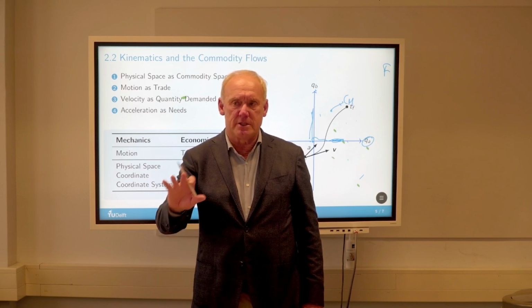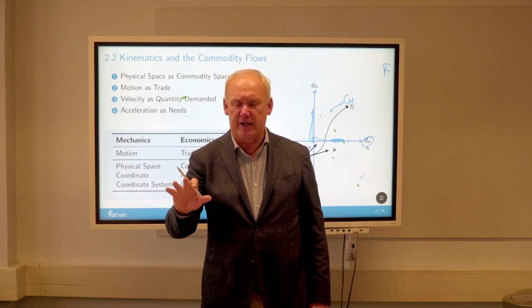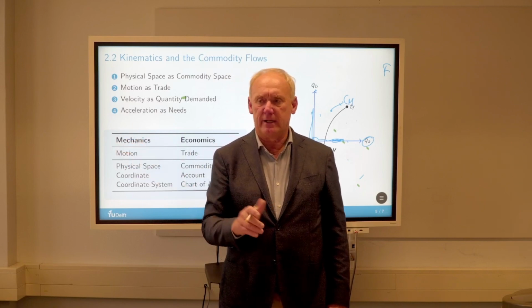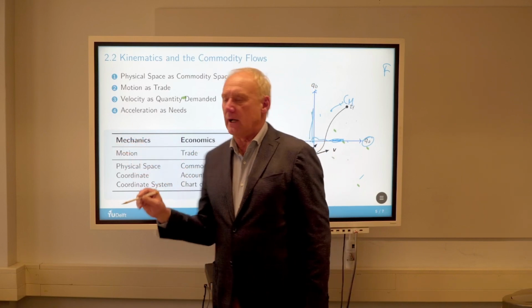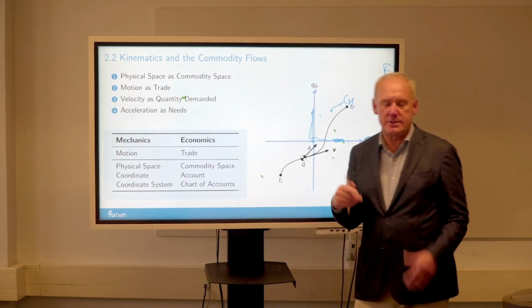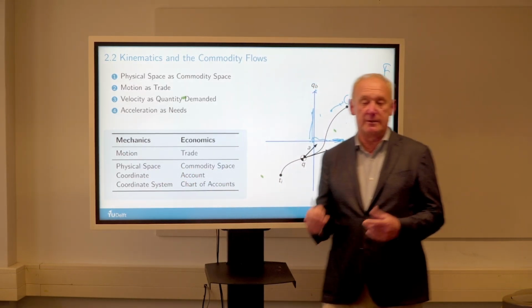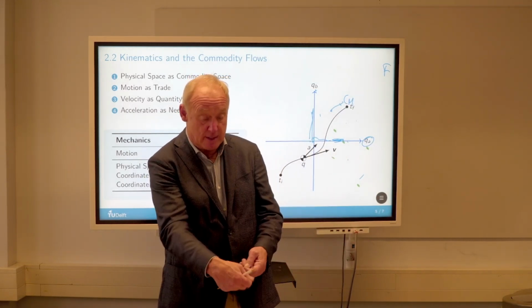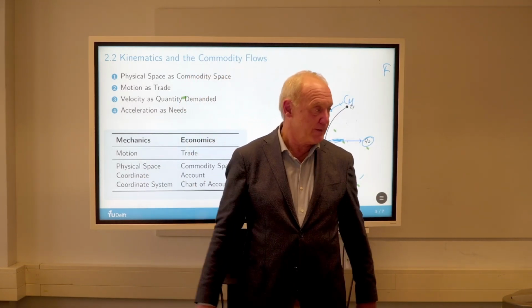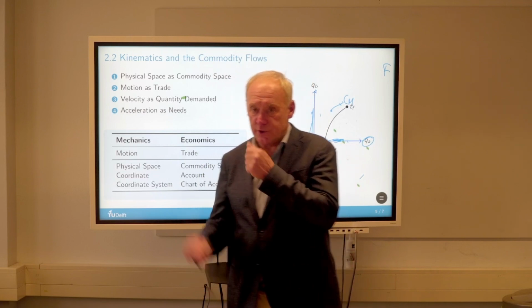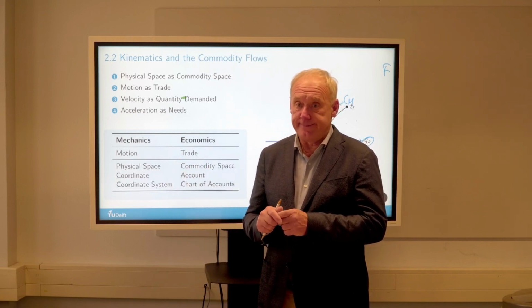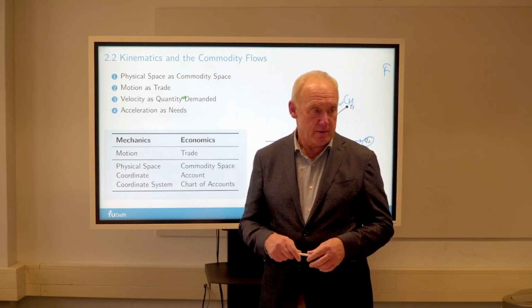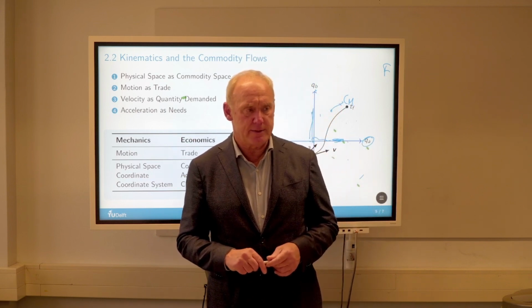So position space, you shouldn't think of it as the space around you. Think of it as a space where every dimension is some particular type of good, whether it's apples, bananas, or money. Money is just a good, right? You can count it, as long as it's observable. Or shares, or whatever it is you're looking at.